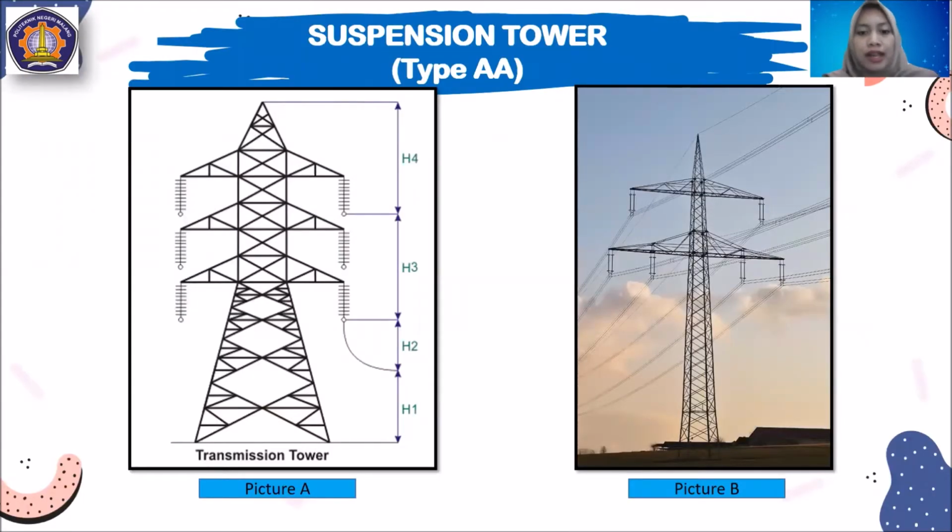Suspension tower type AA. The suspension tower type AA has insulation in vertical position. And then the suspension tower is a buffer tower. This tower almost fully bears heavy power. Generally it does not have a turn angle. Generally we see this suspension tower in the form of a pyramid for minimum clearance that is 11 kilometers.